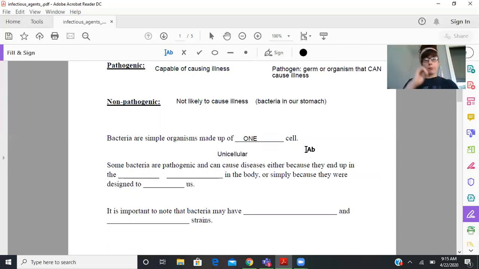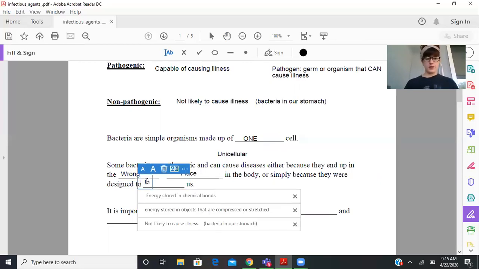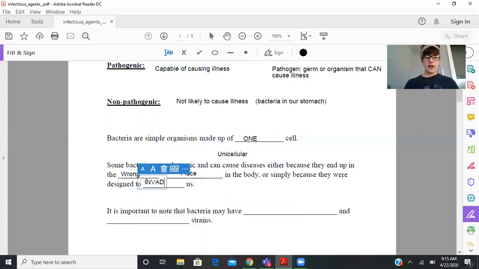Some bacteria are pathogenic and can cause disease or illness, either because they end up in the wrong place in the body. Remember I said we have bacteria that's in our stomach. So sometimes bacteria can go in the wrong place, or simply because they were designed to invade us.